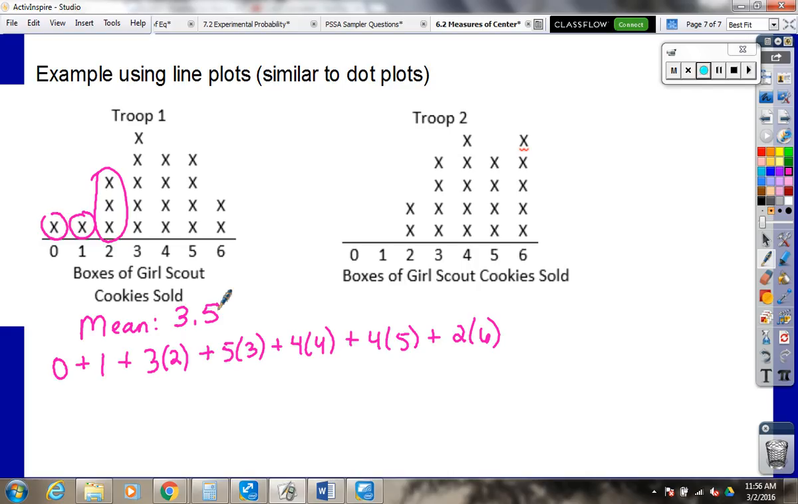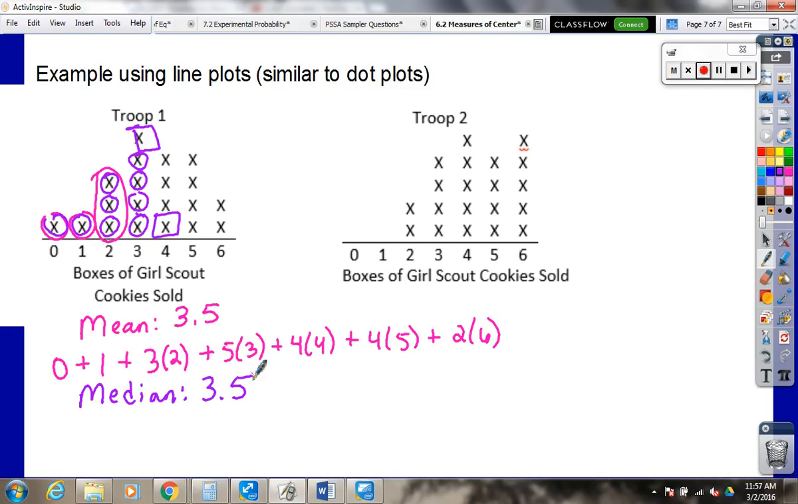So we're going to count to get to the 10th and 11th value. 1, 2, 3, 4, 5, 6, 7, 8, 9. Here's the 10th value. Here's the 11th value. So what would the median be? This means 3 boxes. This means 4 boxes. So it's going to be in between 3 and 4, so 3.5. Good. The median is 3.5.